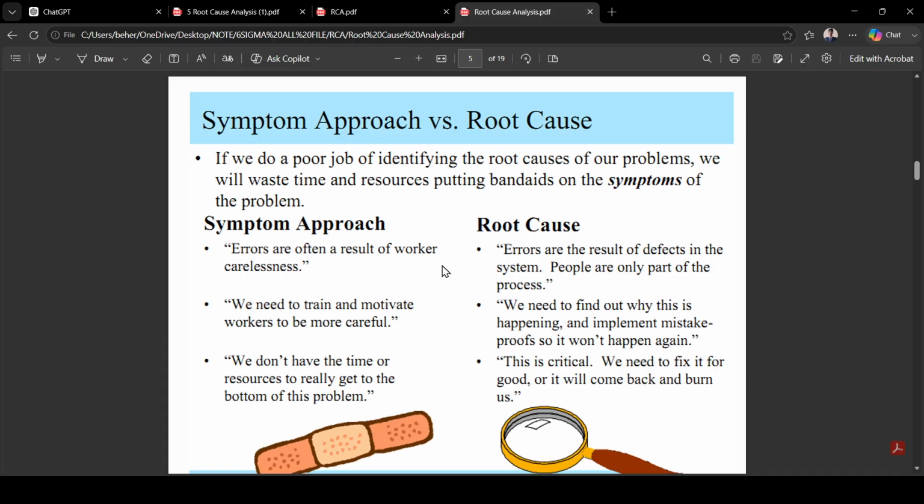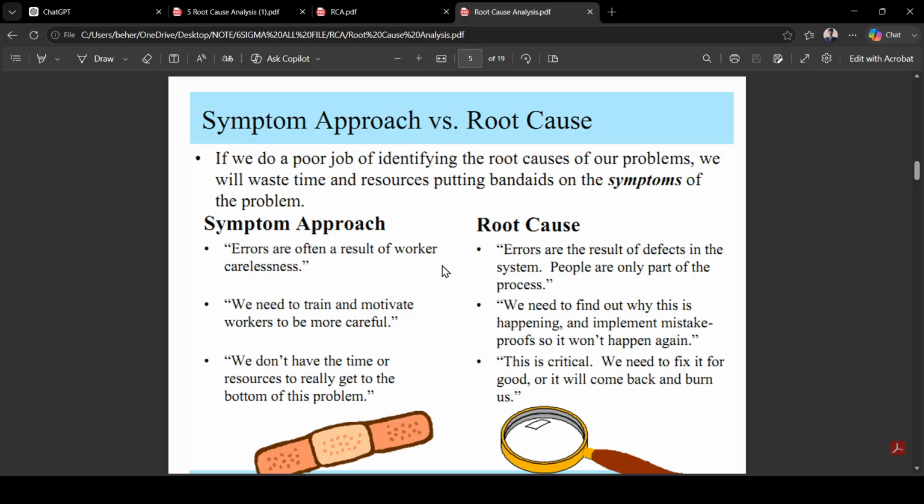Symptoms approach versus root cause approach. If we do a poor job identifying the root cause of our problems, we will waste time and resources putting a bandage on the symptoms of the problem. Symptoms approach or root cause approach.